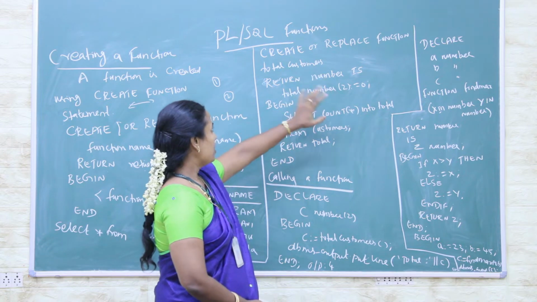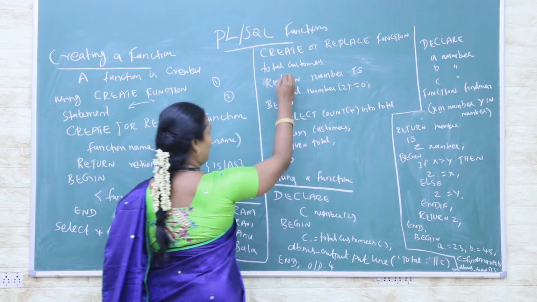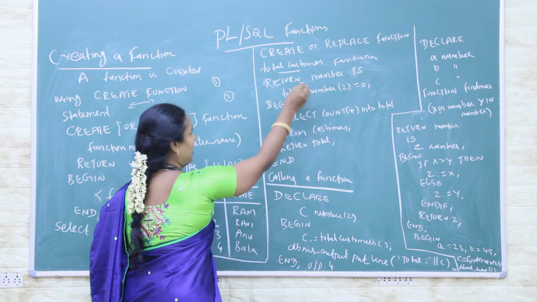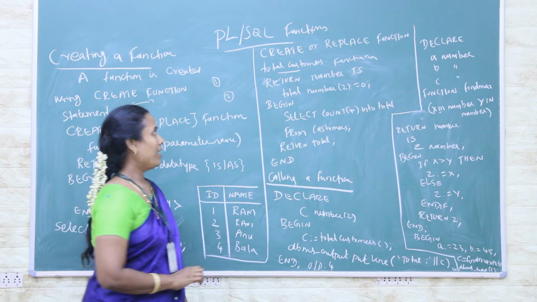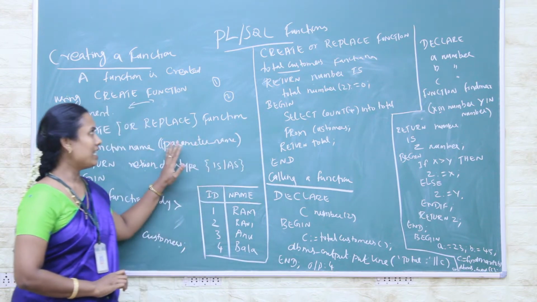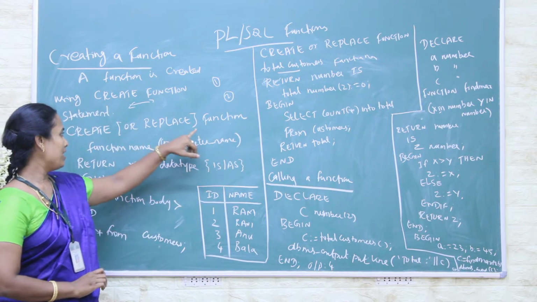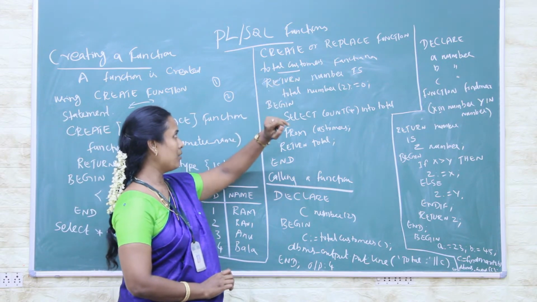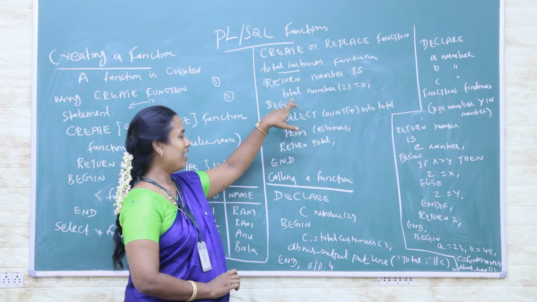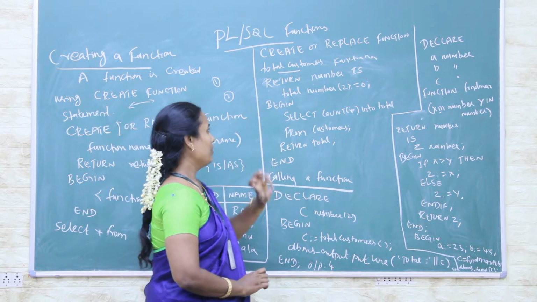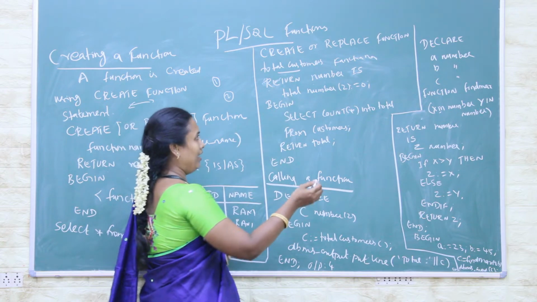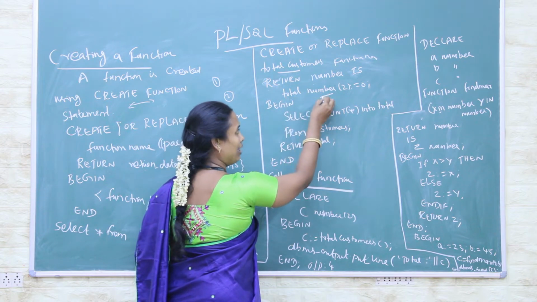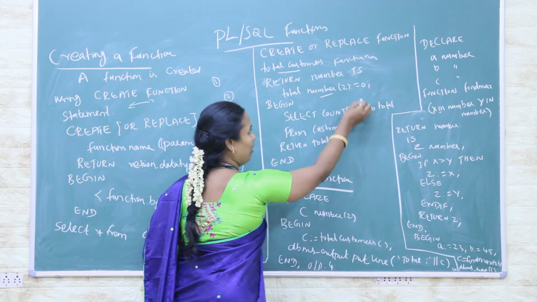Create or replace function total customer. Here total customer is the function name. Then return number is total number. Okay, here you can compare the syntax with the example. Syntax: create or replace function, then function name. I use create or replace function, and the function name is total customer. This function returns the variable named total. The total variable belongs to the data type number. So here is the return variable name, and here is the return variable data type. I initialize this variable to 0.